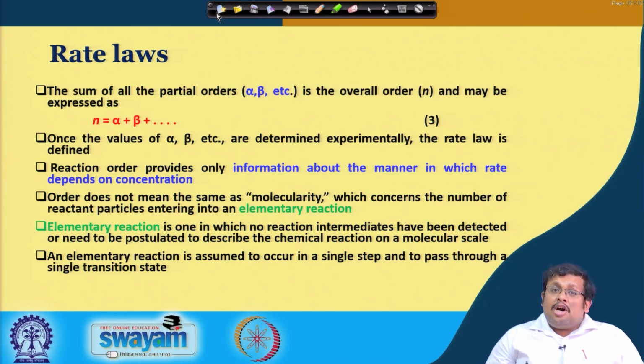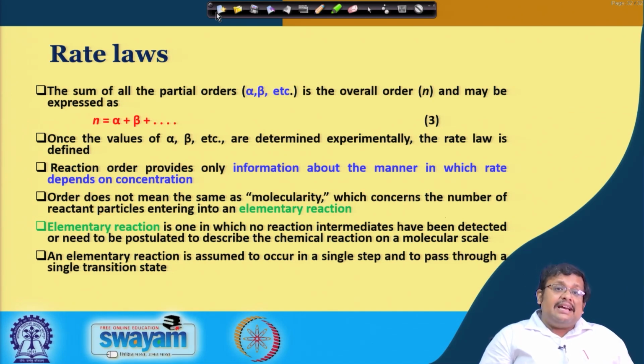Now, order does not mean the same as molecularity, which concerns the number of reactant particles entering into an elementary reaction. Now, what is an elementary reaction? An elementary reaction is one in which no reaction intermediates have been detected or need to be postulated to describe the chemical reaction on a molecular scale. So, we just assume that two chemical reactants react together to form a product. So, that is an elementary reaction.